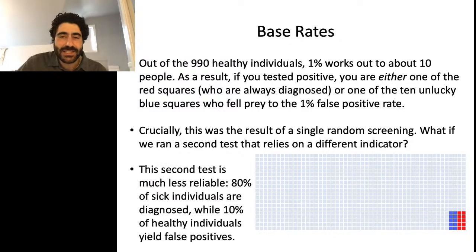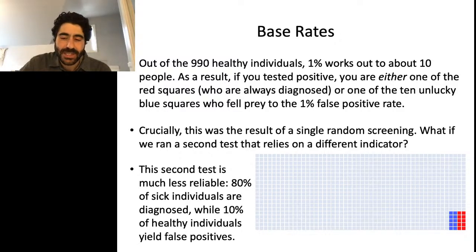And let's imagine the second test is actually not even that good. If you actually are sick, then you only have an 80% chance of getting a positive. If you're healthy, then 10% of the time you're getting a positive. So this test is way worse than the first test. It's missing sick people and it's misclassifying way more healthy people. But let's imagine that we ran our first test and then now we're running this second, not that great test. So how should we update our beliefs?